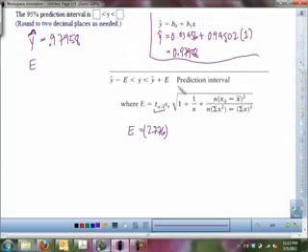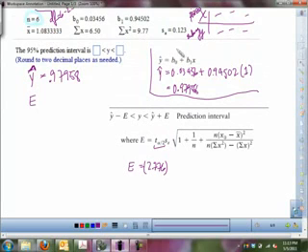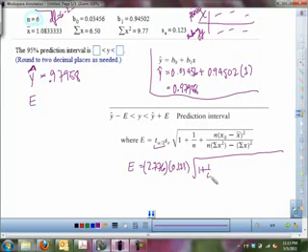Okay. We have S of E, 0.123. Okay, a big square root here. 1 plus 1 over n, which is 6, plus a big fraction bar with our n, that's 6 again. X naught is the x value that we're given, and that is 1 minus x bar, that's 1.0833333, and we square that.